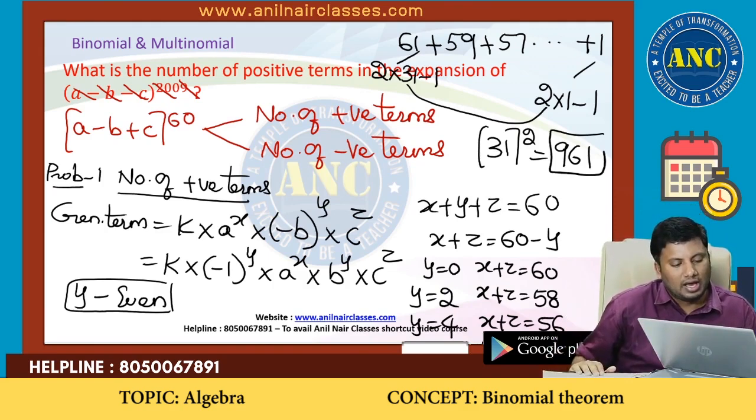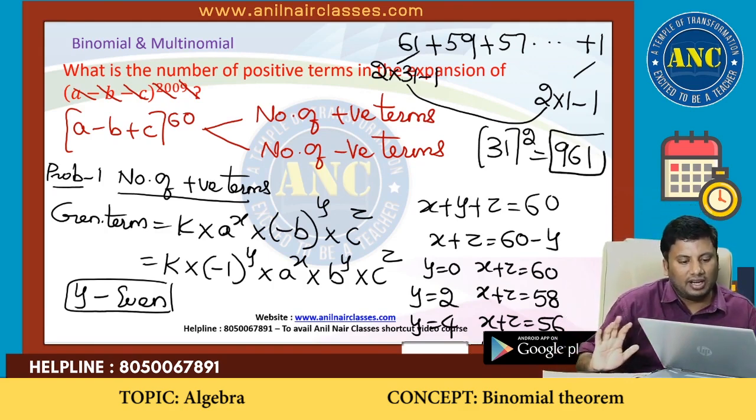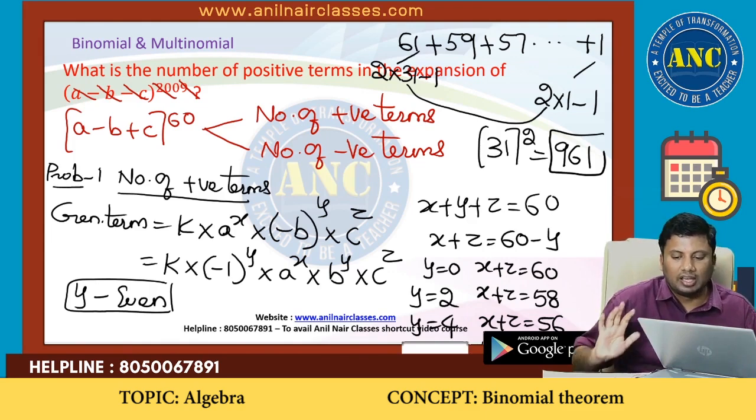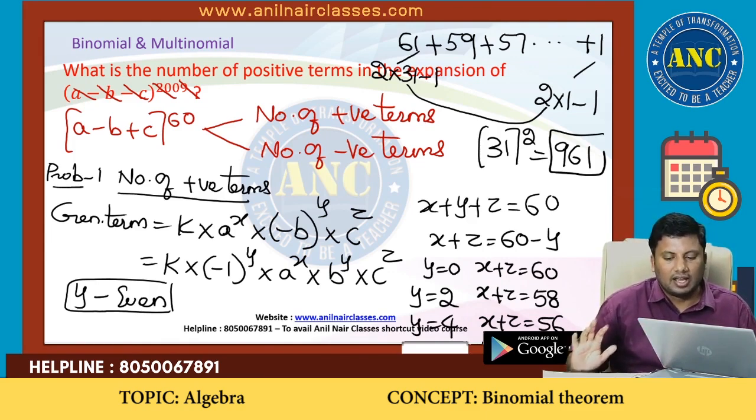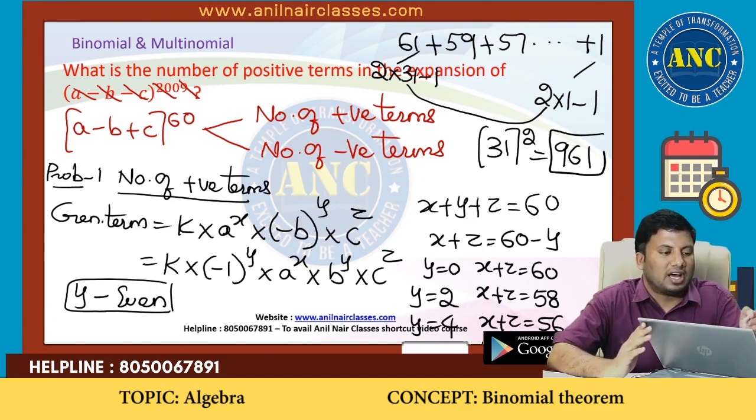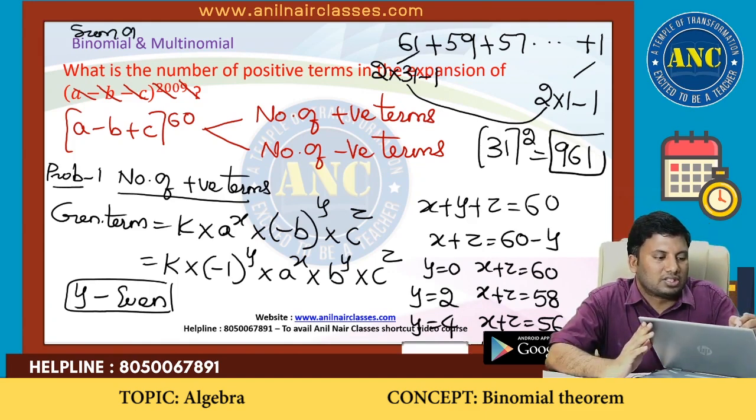I hope the idea is clear. Very easily you can solve it if you understand 31 square as 961. What is the another concept that I am using? Sum of n consecutive odd numbers.